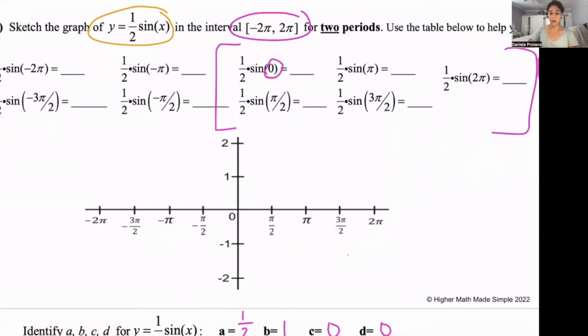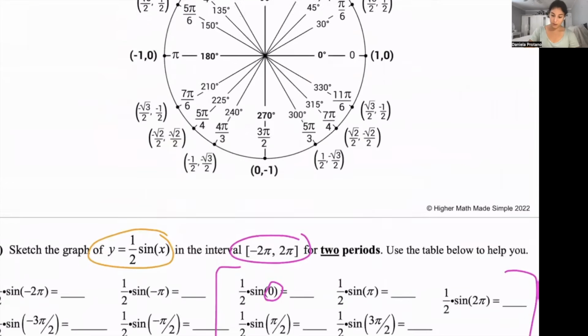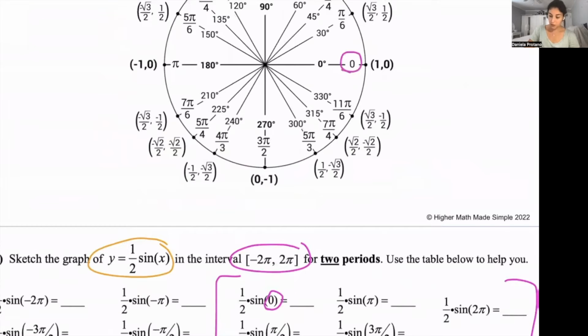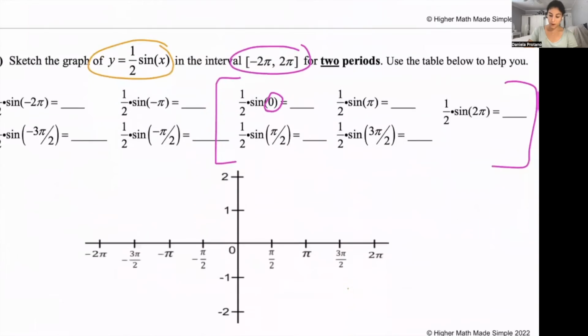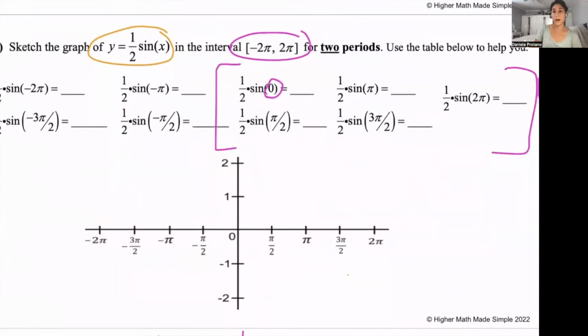So sine of 0, if we remember really quickly, here's 0 radians, so sine is always going to be the y value. So sine of 0 is 0, and then we're going to multiply that value times 1/2. Well, 1/2 times 0 is 0.